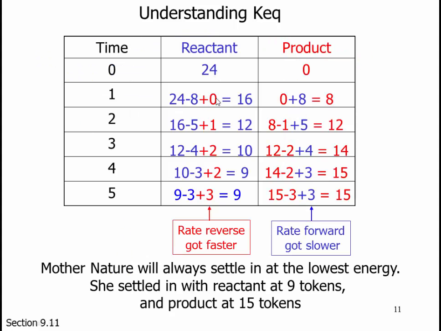Here are the actual tallies, and as you can see, the rate that was reversed got faster from 0 to 3, and the rate forward got slower from 8 to 3, until the rate forward equals the rate reverse.